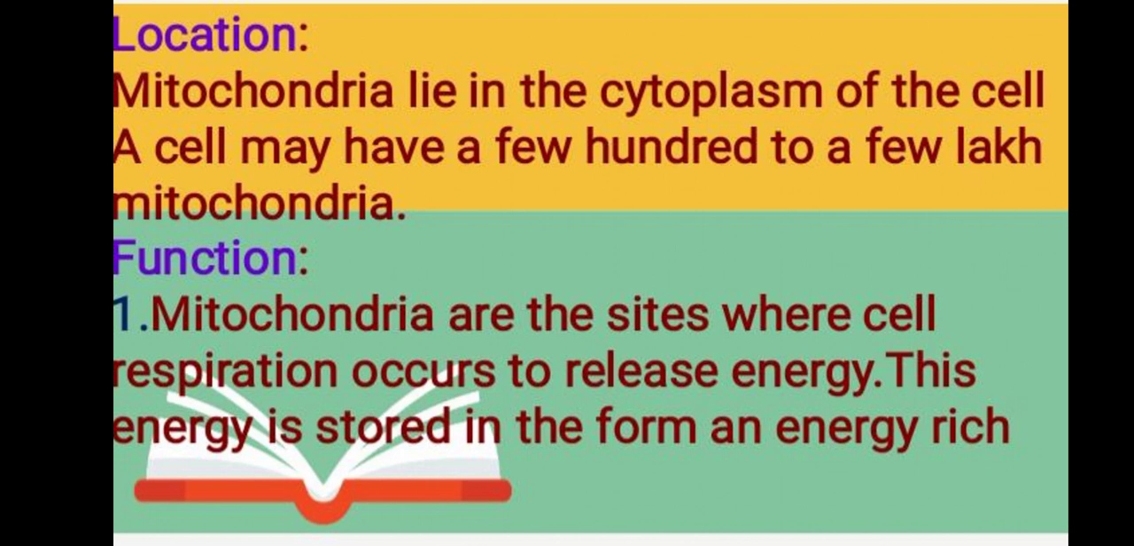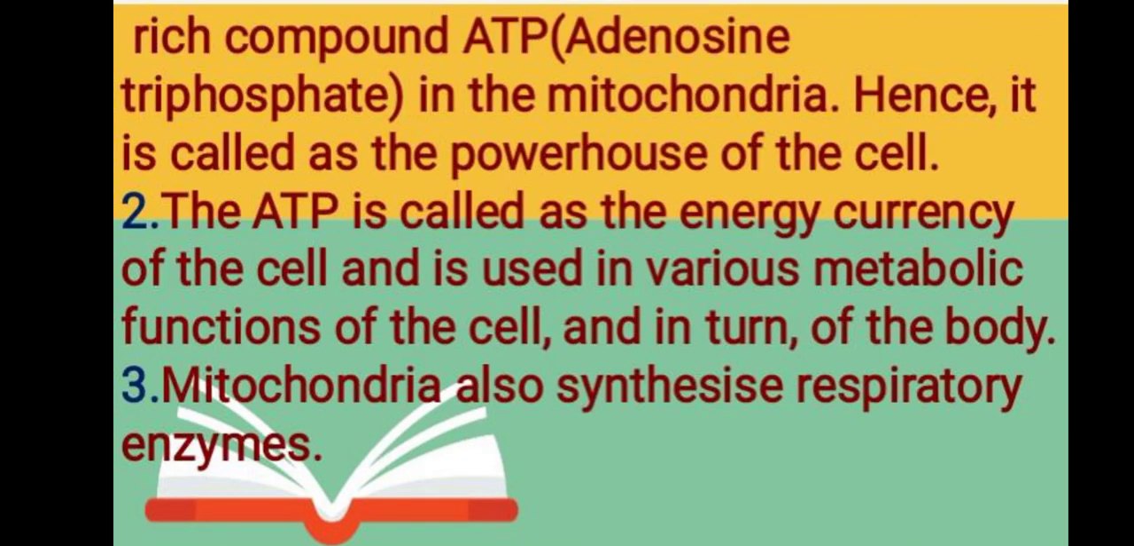Functions: mitochondria are the sites where cell respiration occurs to release energy. This energy is stored in the form of an energy-rich compound, ATP, which stands for adenosine triphosphate, in the mitochondria. Hence, it is called the powerhouse of the cell. ATP is called the energy currency of the cell and is used in various metabolic functions of the cell and in turn of the body. Mitochondria also synthesize the respiratory enzymes.